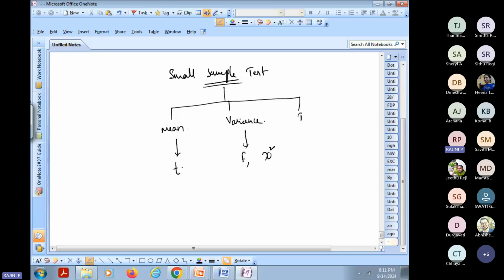And next, if you want to test independence of attributes, that means whether the variables are having a relation or not, you need to check the association between the attributes. What is the meaning of this? Later I'll explain in detail. So in that case, we apply the chi-square test.